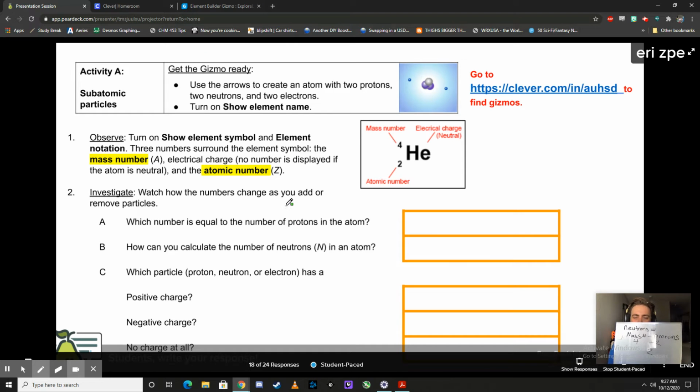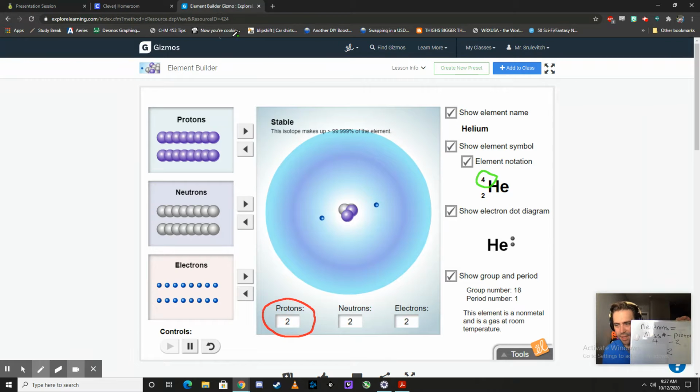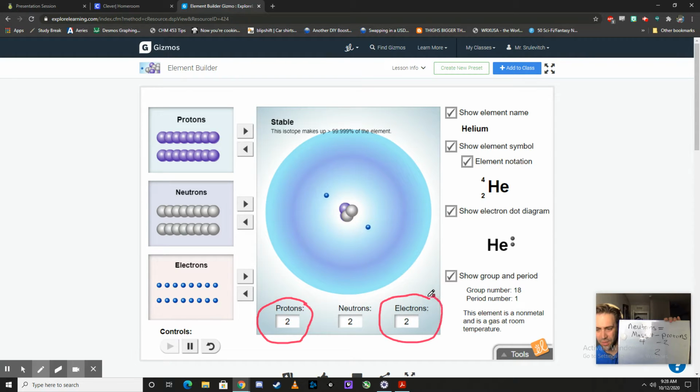All right, so how can you calculate the number of neutrons? We just did that. Which particle, proton, neutron, or electron, has a positive charge, negative charge, or no charge at all? So again, let's go over our charges. Let me erase some stuff. Right now this is neutral. It's neutral because these two numbers are equal.